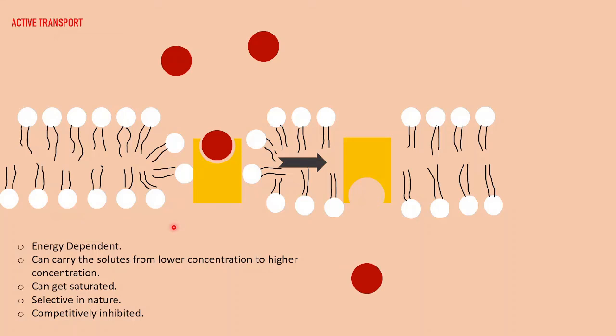And from where do they get the energy? They will get energy by hydrolysis of ATP. So this ATP will help them to carry out all these reactions. One thing in case of active transport, they can move the solute particle from lower concentration to higher concentration. In case of passive diffusion and facilitated diffusion, we have seen that they move the solute particle from higher concentration to the lower concentration. But in this case, they can go from lower concentration to higher concentration.